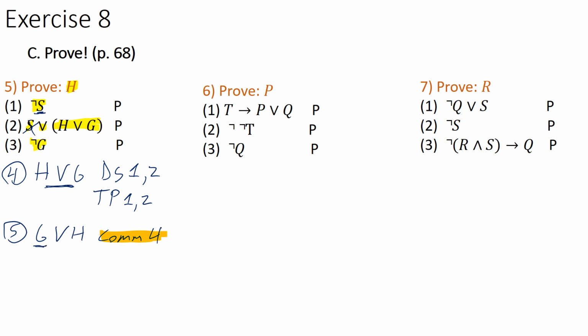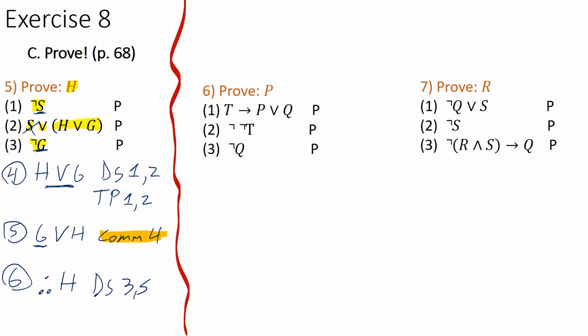So we can deny this G, because we know G is not the case, hence for line 6 it therefore follows H by the disjunctive syllogism, lines 3 and 5. So let's move on to number 6.